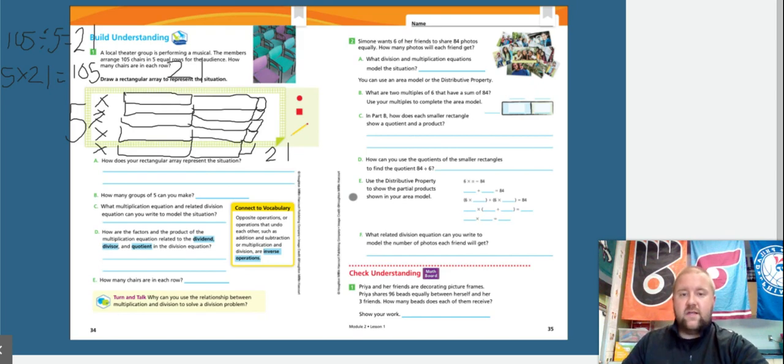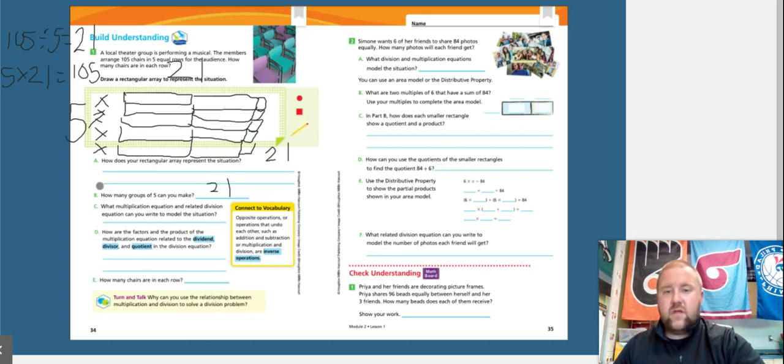Okay, so that's an example of an array where we're talking about rows and things in rows, or also known as columns. All right, so when it asks you, how does your rectangular array represent the situation? Well, again, you have 5 rows here, and each row has 21 chairs in them. So that would be the example there. So when it says how many groups of 5, you can make 21 groups of 5, because 5 times 21 is going to give you that 105.